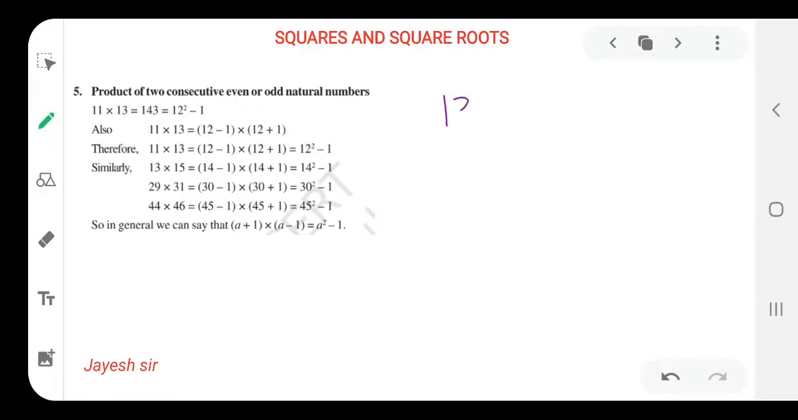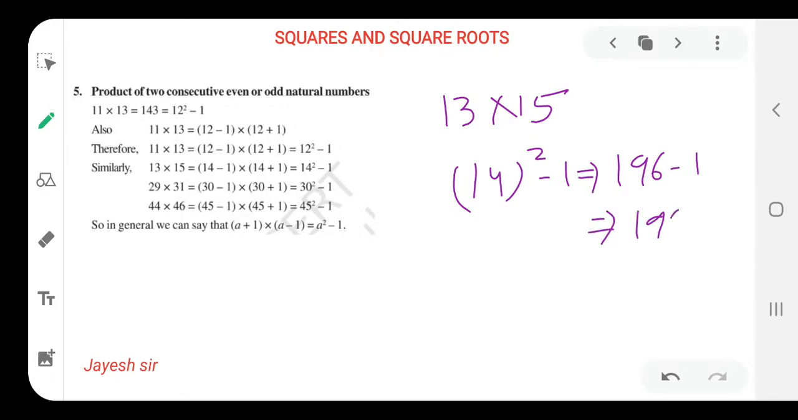Similarly over here, the next sum is 13 into 15. Which number is skipped? 14. So we'll do 14 square minus 1. We know 14 square is 196. 196 minus 1 will result in 195. I hope you all might be getting it.